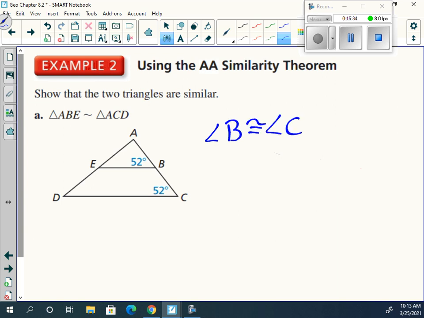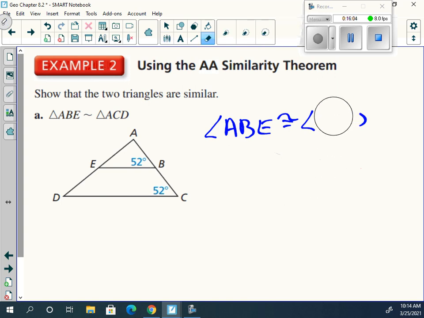I'm going to go on and say B and C are congruent. We can say that, yes, because they're both the same measure. And really, we're going to use that. It really should be that angle ABE is congruent to angle ACD. I was fine with C, because C only has one angle there, but B has two. But yes, that's what we also want to use.